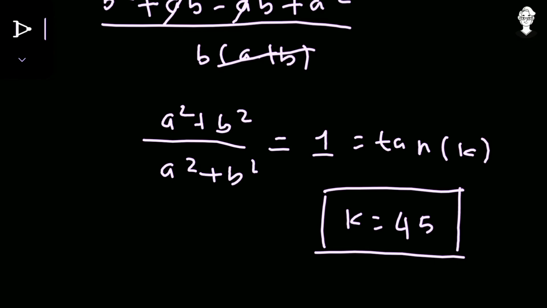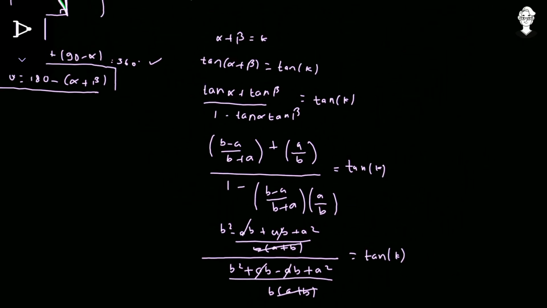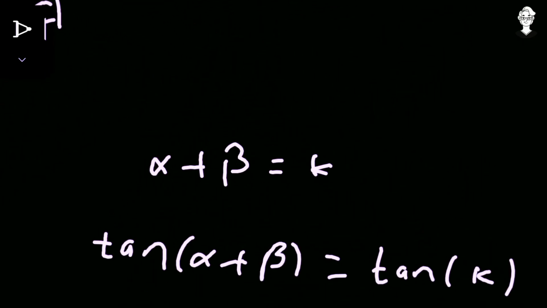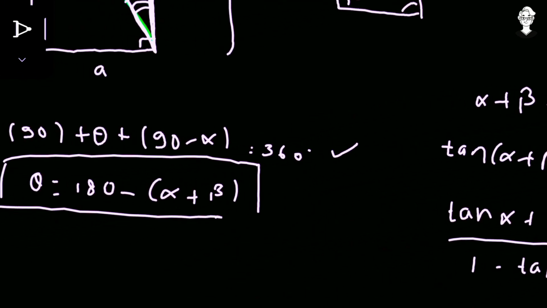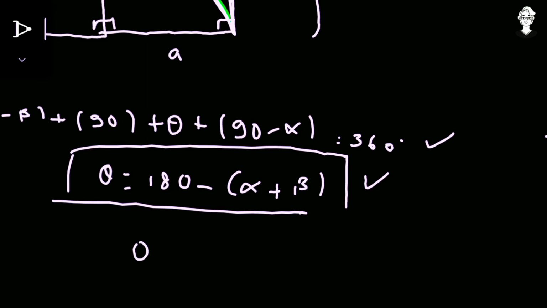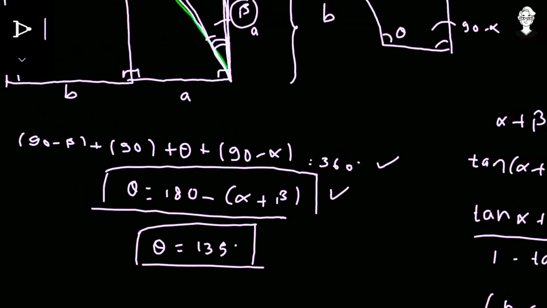So the value of k is equal to 45, and remember that we have considered k as alpha plus beta. So we have the value of alpha plus beta equal to 45. Now we have this particular equation that theta is equal to 180 minus alpha plus beta. Now we have 180 minus 45, that is 135, and that's the answer. The value of theta is equal to 135 degree.